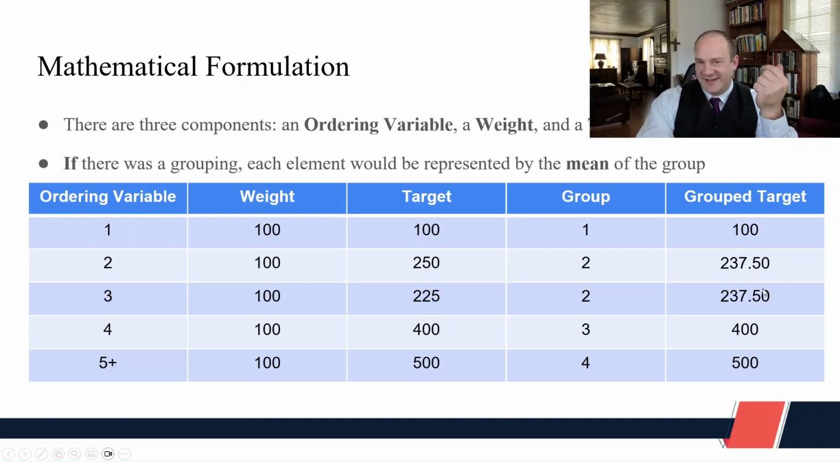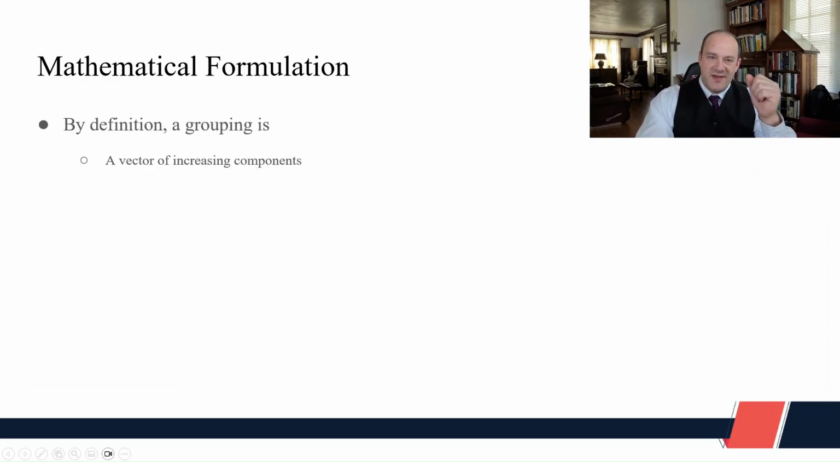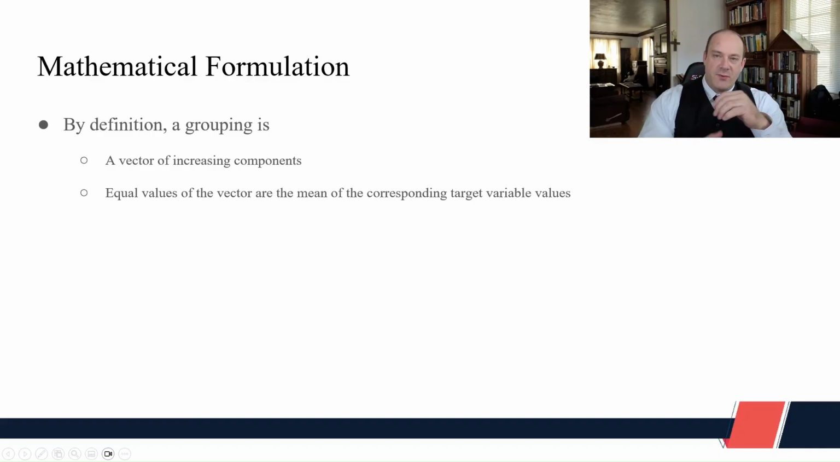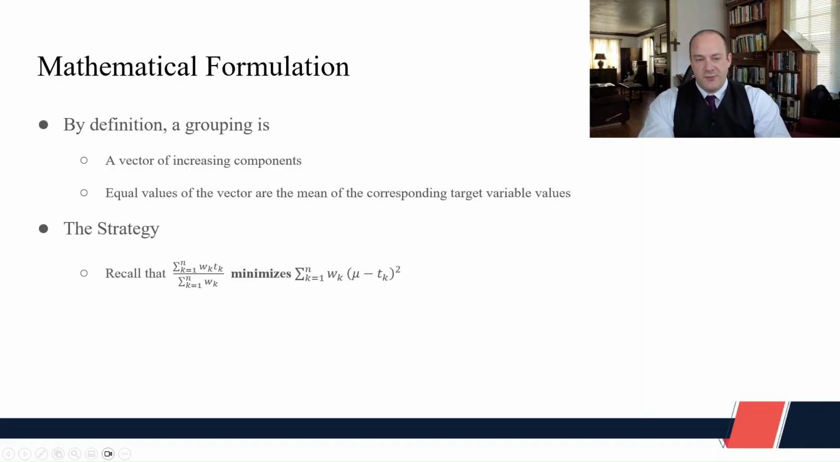And again, we selected that because there seemed to be some sort of minimization of squared errors that went along with it. And so what is a grouping then? Well, a grouping is a vector of increasing components. And what we would think of is that each equal value of the vector of increasing components corresponds to the mean of the target variables for those records. And so that's what we're doing here.